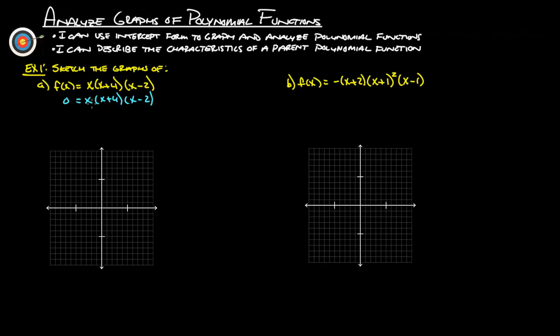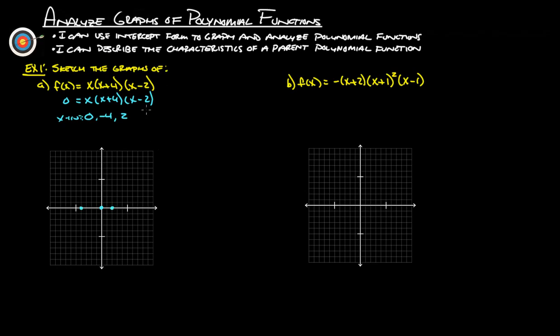So what makes this first part equal to 0? 0. What makes this equal to 0? Negative 4. And what makes this equal to 0? 2. So these are our x-intercepts at 0, negative 4, and 2. So we've got 0, negative 4, and 2.